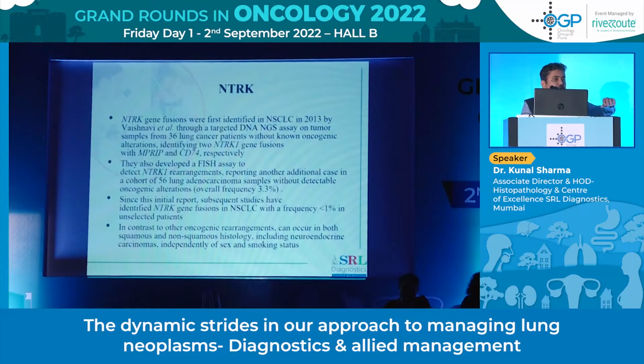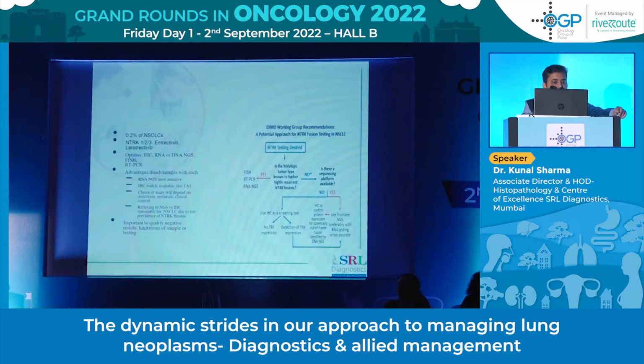One of the newer kids on the block is NTRK, in which we have fusions for NTRK 1, 2, and 3. These can be tested through IHC, PCR, and NGS. IHC is a good screening tool if it's available. And of course, this can be a part of a broad spectrum panel.